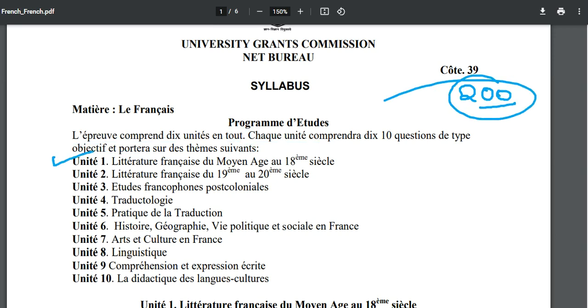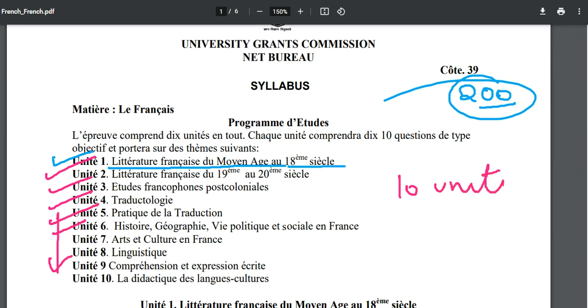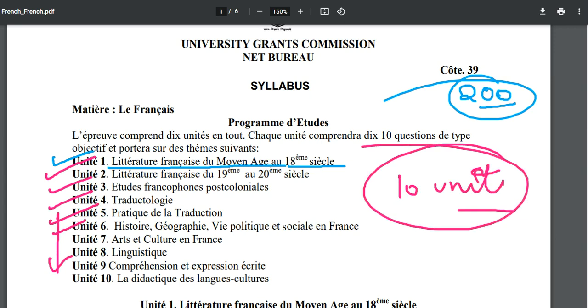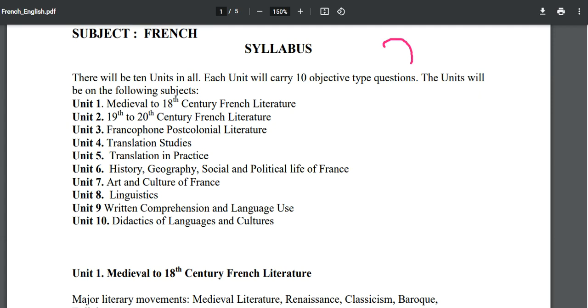So these are the 10 units that you have to study for your 200 marks in Paper 2. Unit 1, French literature from the Middle Ages to the 18th century. Then Unit 2, Unit 3, Unit 4, Unit 5, Unit 6, like this, 10 units you have to study. We will discuss all of them one by one. For your understanding, this French syllabus is given in English as well by the UGC, so we will look into it.